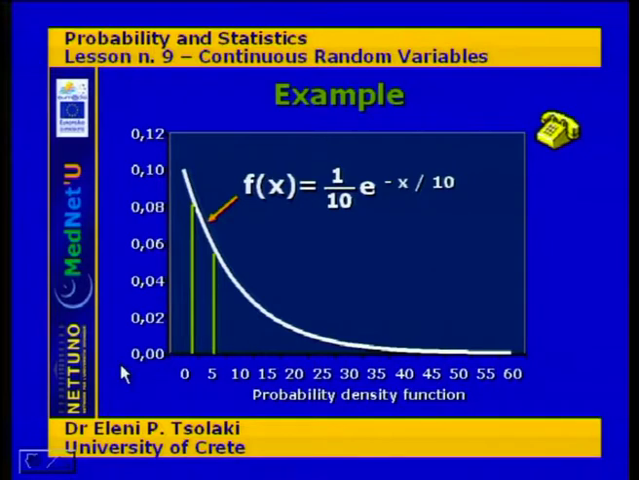So what we had here is that we have the probability density function. We have the line here, and we wanted to calculate the probability that a phone call will last between 2 and 5 minutes. So what we have calculated is the area here, the area under the graph.